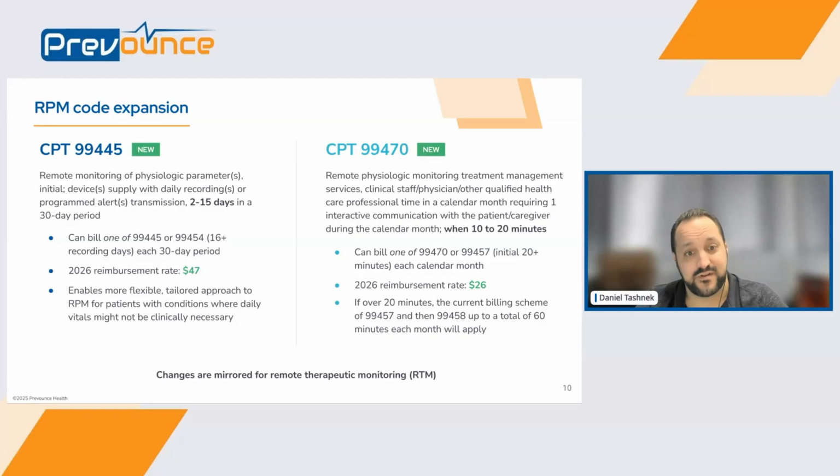Why does it reimburse the same amount? Partially because it's not like you're giving the patient the device for only 2 days. The costs that are underlying the code are pretty similar, whether the patient has it for 30 days and uses it twice versus if they use it 16 times. So what does this do? It enables more flexible, tailored approaches to RPM and allows for more conditions that you didn't need 16 measurements for, realistically. So this expands out the use of RPM significantly.